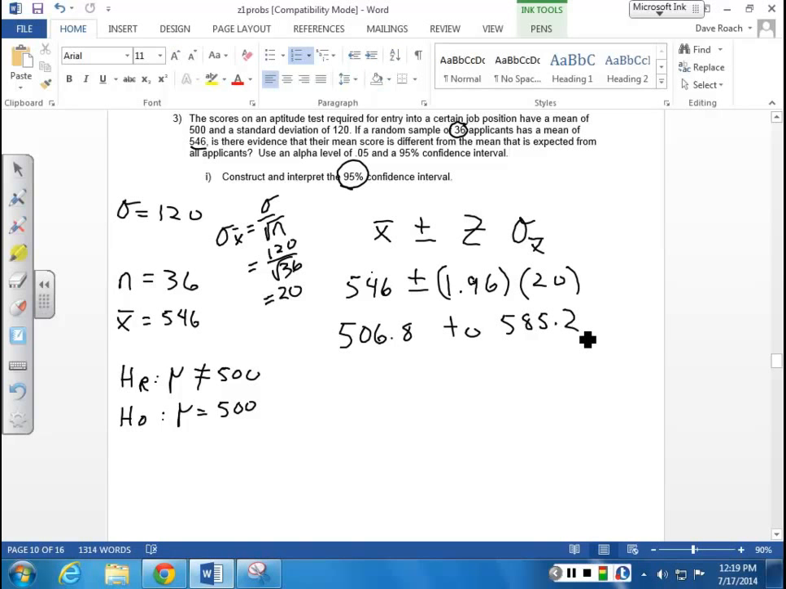So if we're trying to show whether or not the population mean is not equal to 500, we can say that we're confident at the 95% level that the population mean is not equal to 500 because 500 is nowhere in the interval.